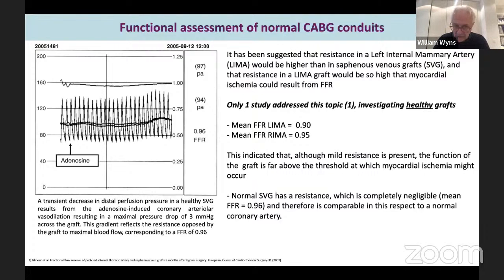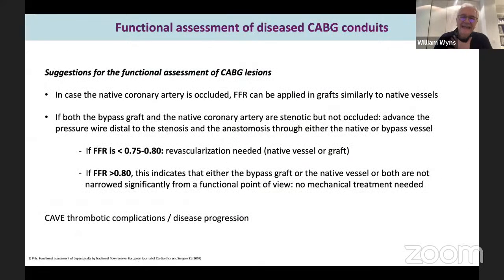Absolutely not. You see, the FFR at maximal hyperemia in a LIMA or a RIMA that is normal is way above 0.9, okay? So no significant obstacle to flow in those grafts. That's number one. Number two, what can we do with FFR, iFR in bypass conduits? The thresholds are about the same. This is a recommendation from Nico Pijls, I think, that you can use it. He recommends having the distal wire, the pressure sensor, in the coronary artery if you use it.